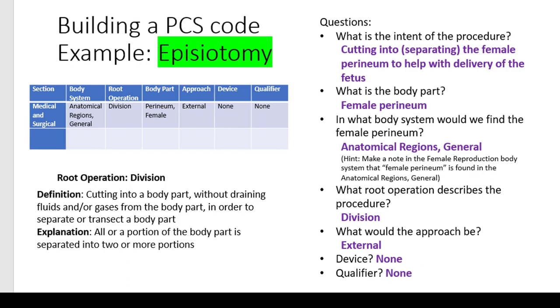What would the approach be? It would be external because the doctor can see the female perineum. He doesn't need a scope. He doesn't need any kind of visual tool. He can see it without any assistance. There's no device or qualifier that we know of.